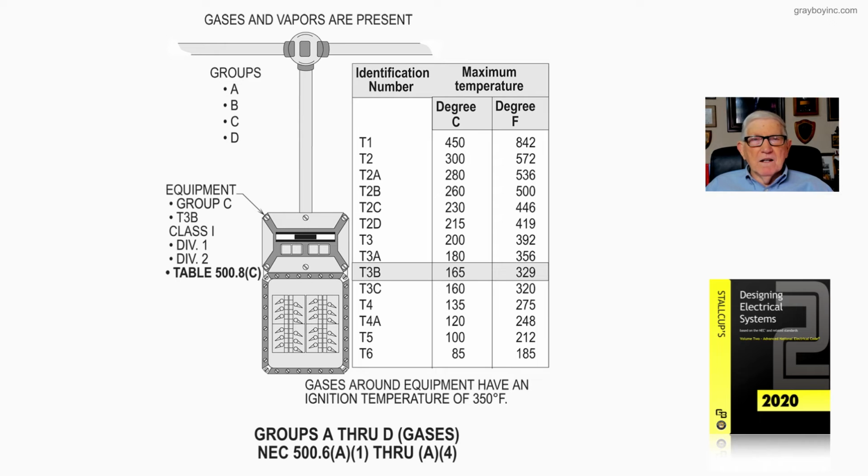Fahrenheit. Now, the ignition temperature of a particular gas or vapor, once again, is found in table 4.4.2 of NFPA 497. So you could see at 350, a T3A T code letter would be 180 Celsius and 356 Fahrenheit. So we would select T3B, which could be placed in this area because we wouldn't exceed the T3A grouping of either Celsius or Fahrenheit temperature.